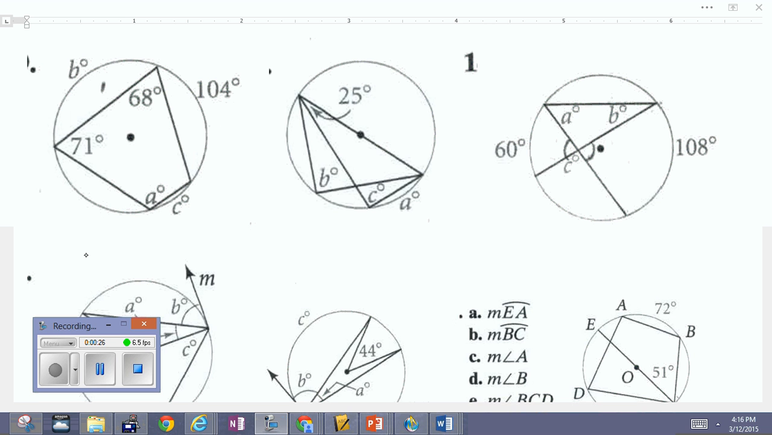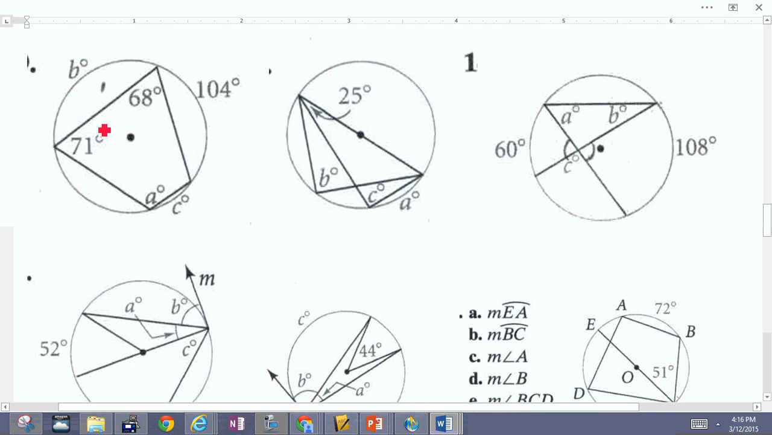The way I'm going to say it is, I've got this angle here of 71, which means the arc that it meets up with must be twice that, or 142. But I can see that arc is composed of a piece that is 104, and what's left to complete that 142 is arc C. So arc C is 142 minus 104, which makes that 38. So the arc at C is 38.